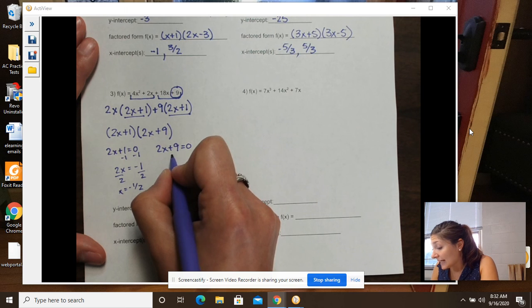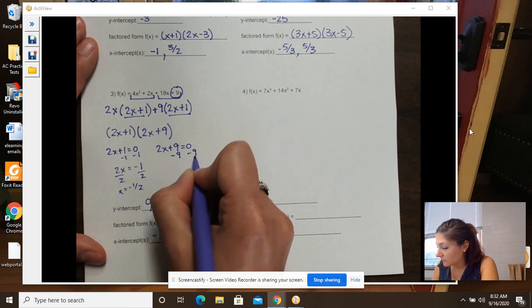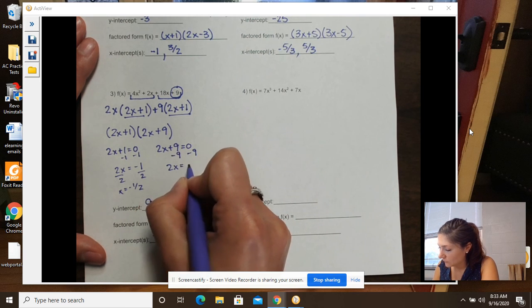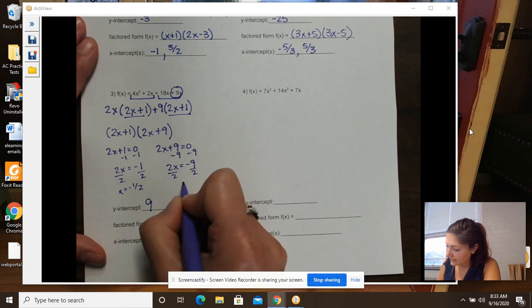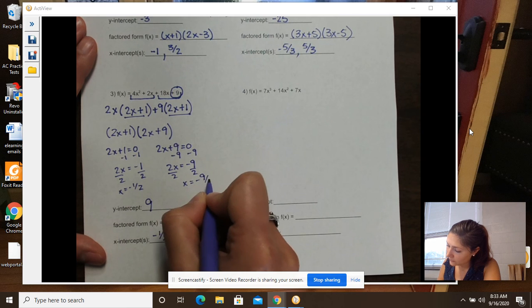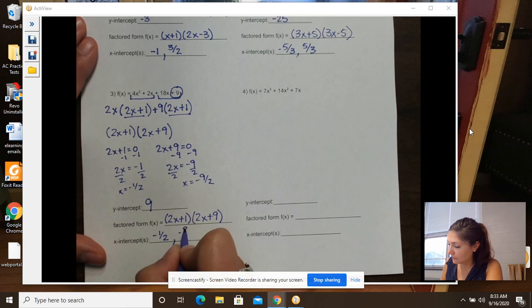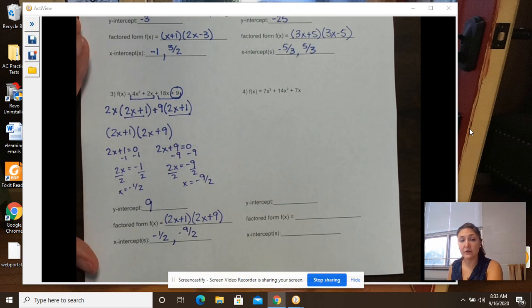For 2x plus 9, I'm going to start by subtracting 9 from both sides. So I have 2x equals negative 9, and then divide both sides by 2. So I get x to be negative 9/2. And you can just leave that as an improper fraction. That's fine. There are my x-intercepts.